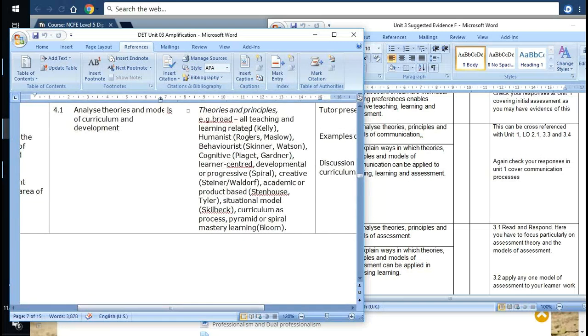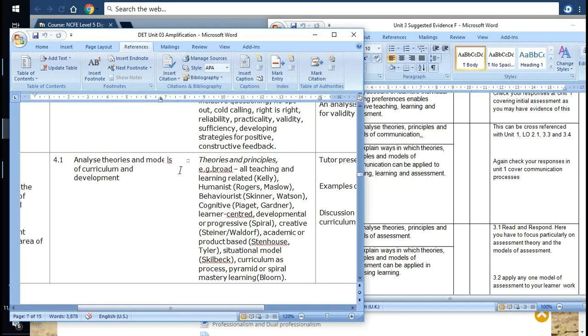Believe it or not, 4.1. Analyse theories and models of curriculum. Something's gone missing there. Models of curriculum and curriculum development. So again, you analyse the theories of what's his names. You've got a bunch on here.